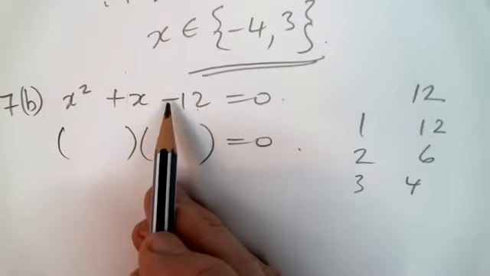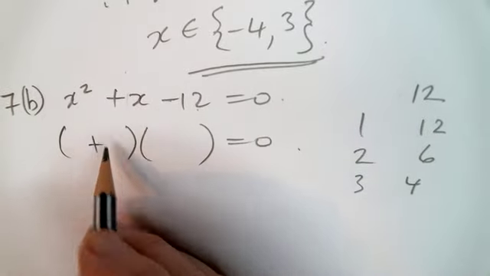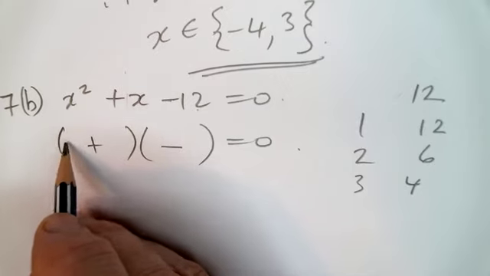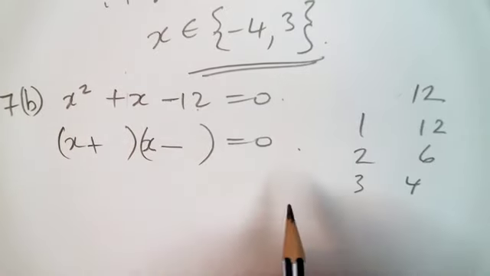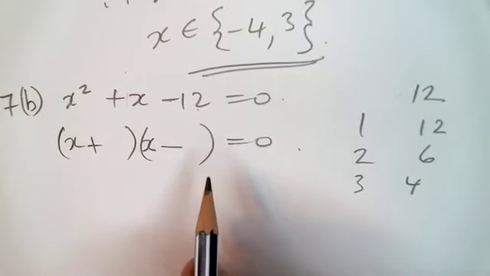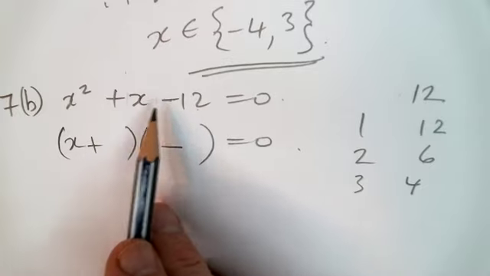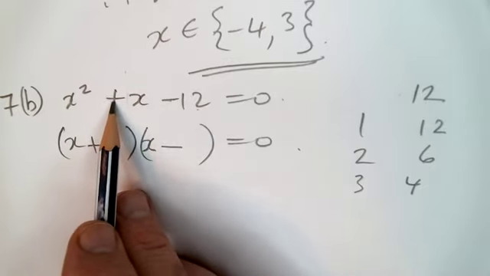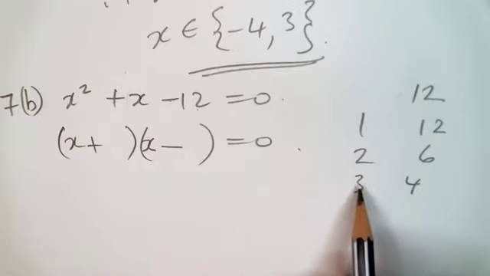I know the signs are going to be different. One's going to be a plus, one's going to be a minus. Put my x here because there's an x there. And although they're different, I know the biggest of the two numbers has to be a positive. Which is the biggest of the two numbers?